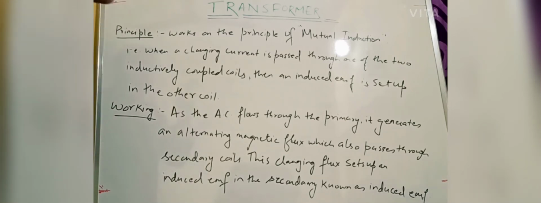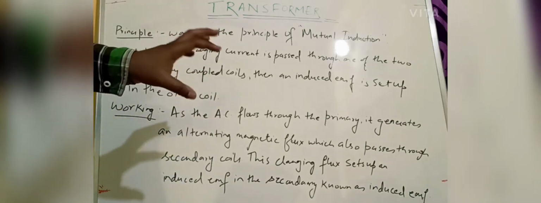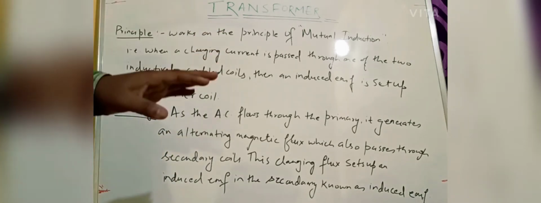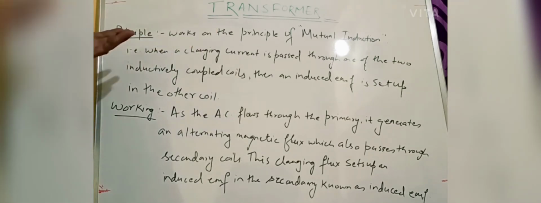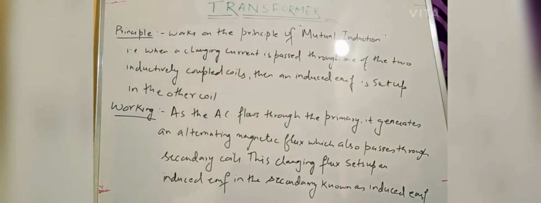You are changing the amount of flux in the primary, and that change causes an EMF to be induced in the secondary. From the secondary we take the output, and to the primary we give the input from the AC source. So principle and working are these portions. You can take a screenshot if you want to write the answers in the exam.